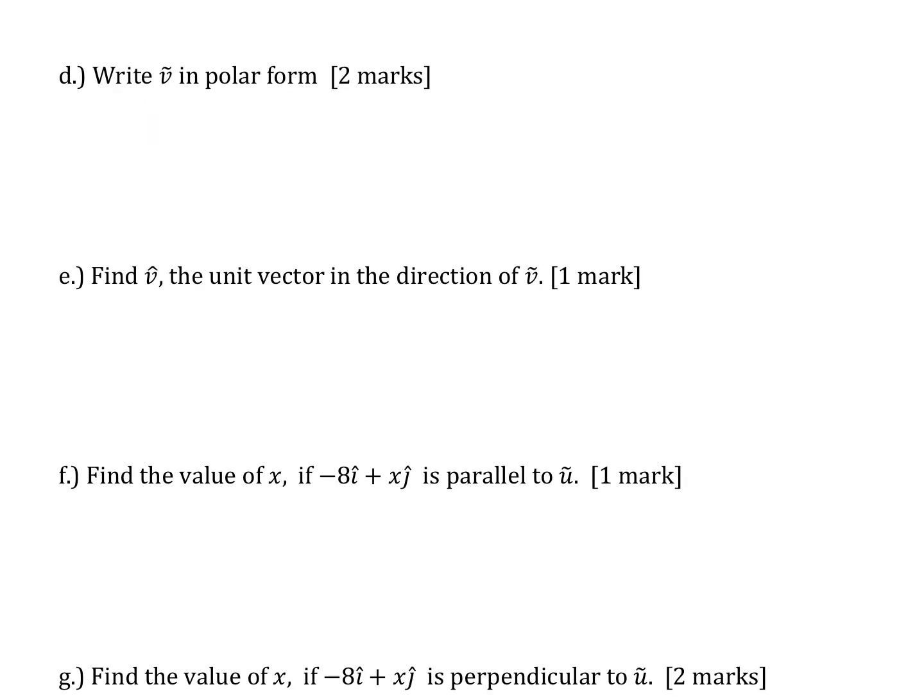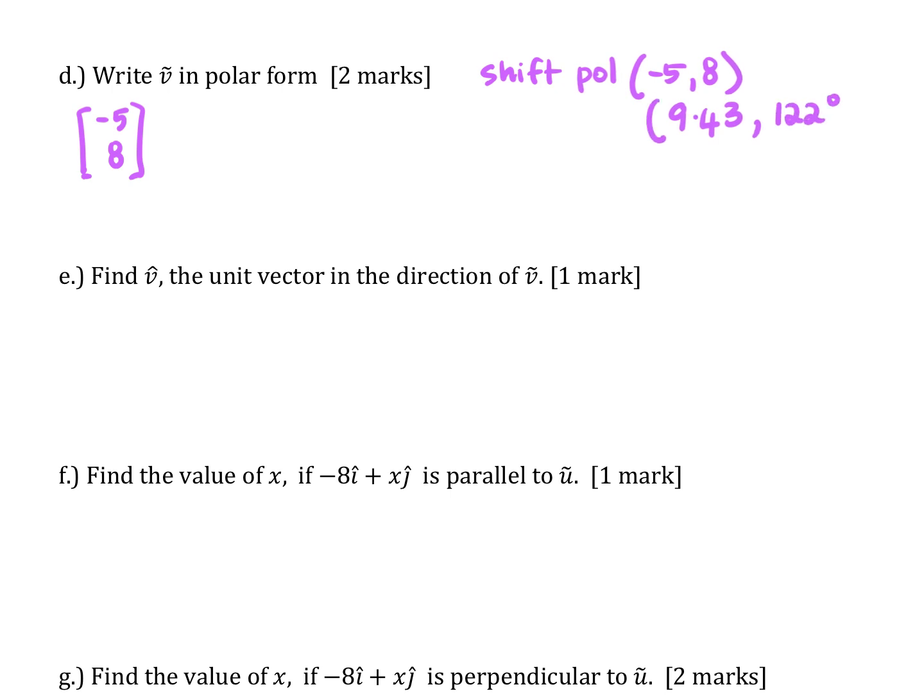Next question is to write v in polar form. Now vector v is minus 5, 8. This is a question that's fine to just type in your calculator. So on your black calculator, you can just go shift polar and then negative 5, 8, and that will give you the answer of 9.43, 122 degrees. Now you need to put those in brackets like that.